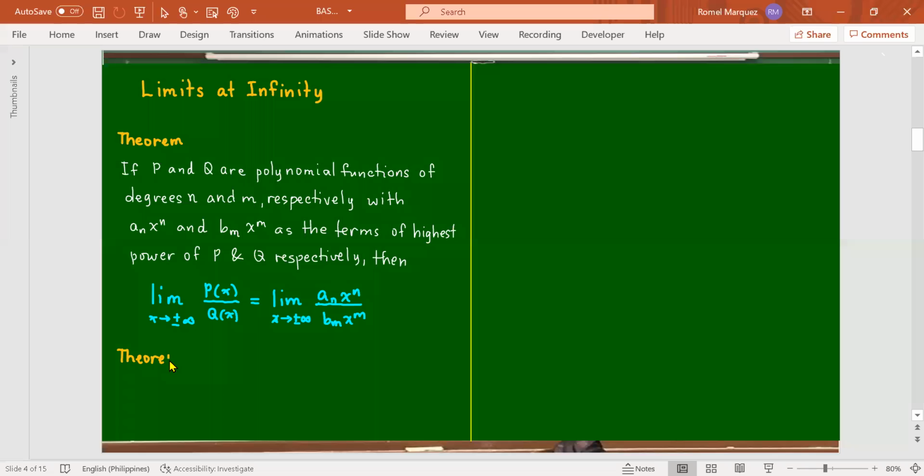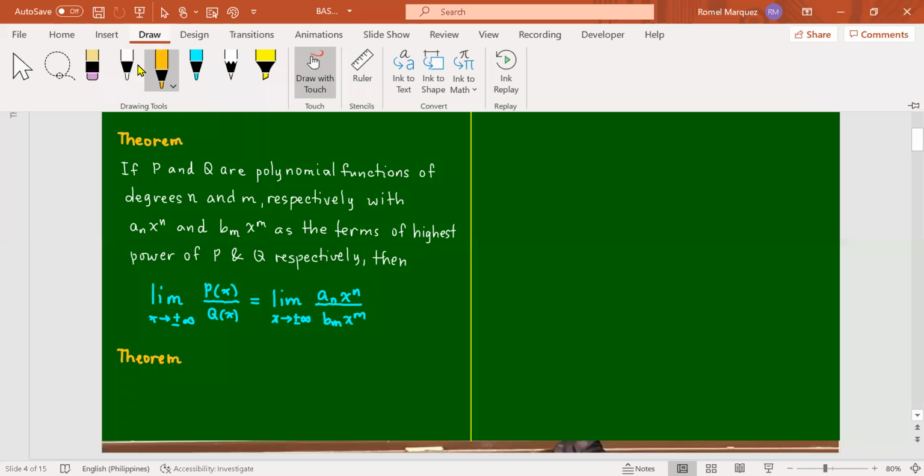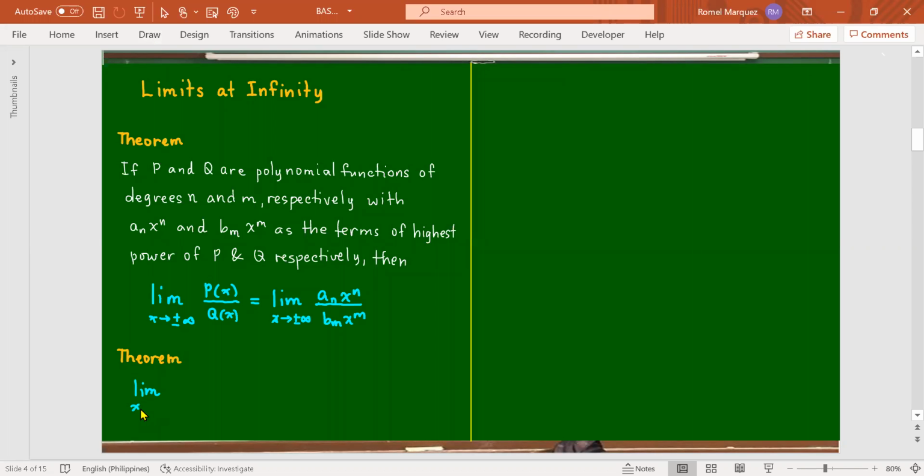And then another theorem, when dealing with limits at infinity, the limit as x approaches positive infinity of, let's say, x to the n is equal to positive infinity. Okay, guys? So what about if x approaches negative infinity and I have x to the n, where n is an integer, okay?